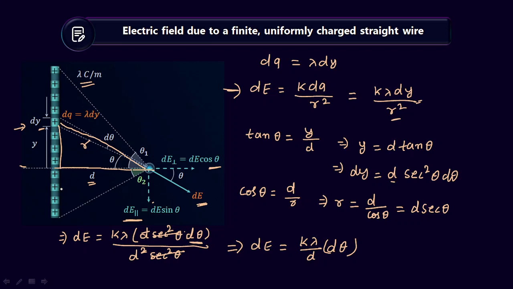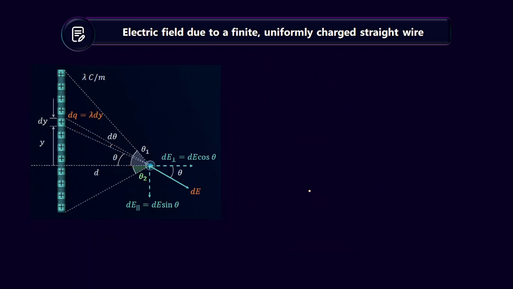So now we can simplify. So we got dE, that is equal to k lambda by d into d theta. Now we can write E parallel, that will be equal to the integration of dE sine theta, right? And now theta is from where to where?